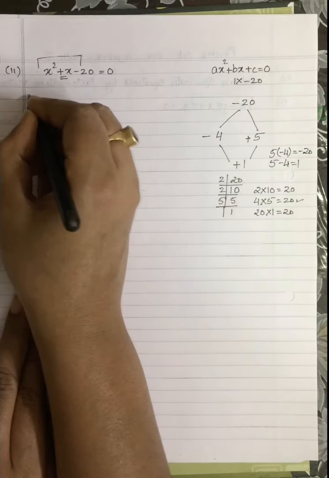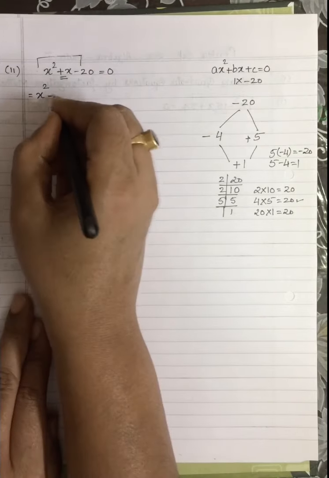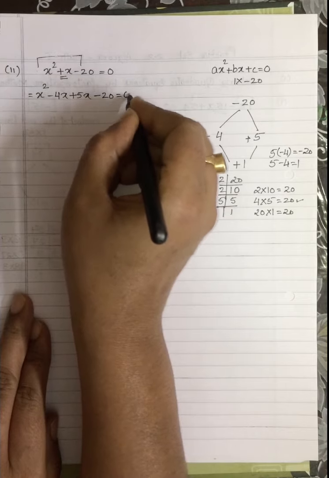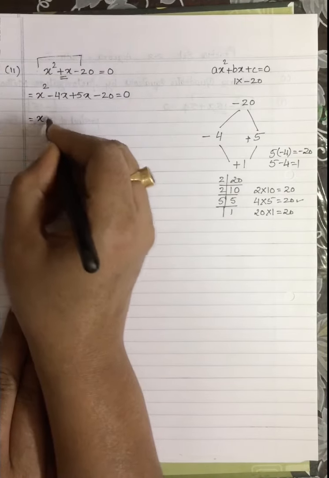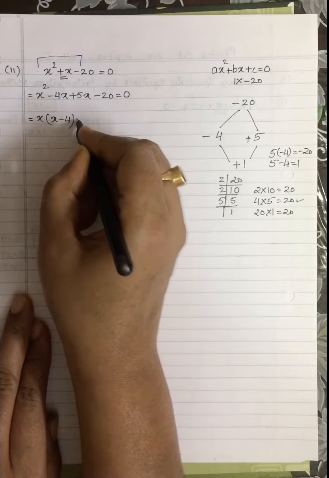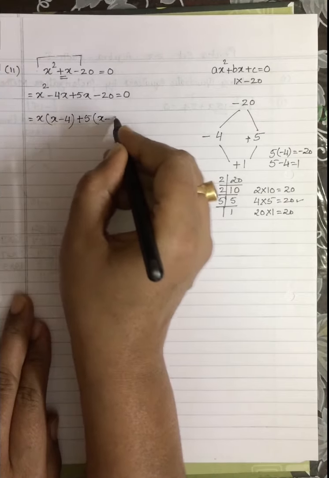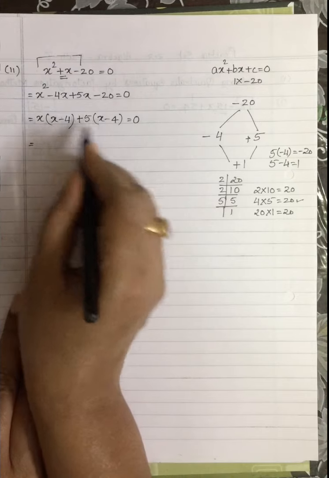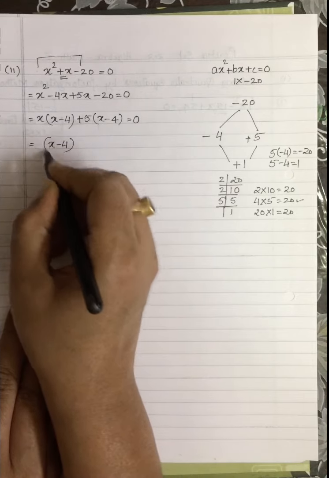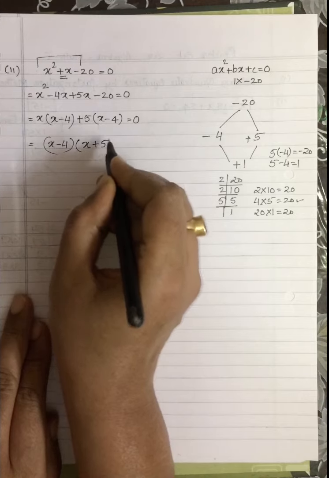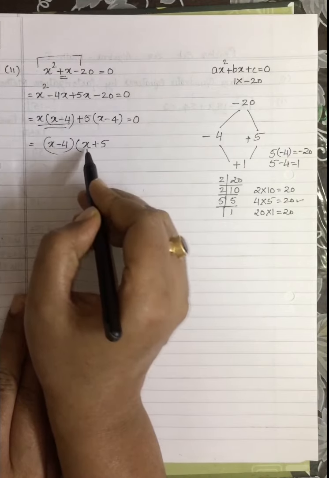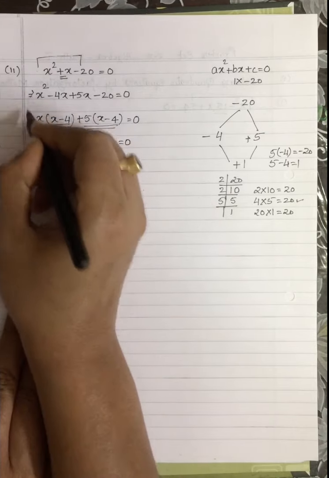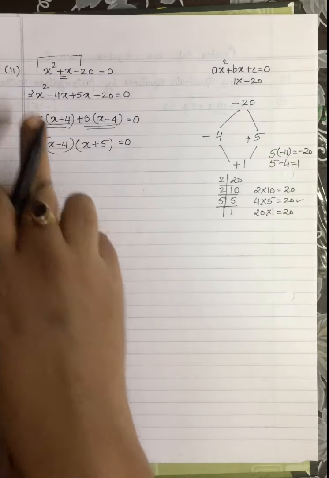Fine. So you are splitting the middle term as minus 4x plus 5x minus 20 is equal to 0. Take x common, you will get x minus 4, plus take 5 common, you will again get x minus 4 is equal to 0. Now from these two you can take x minus 4 common. You are left with, in the first case x, and in the second case plus 5 is equal to 0. This is an OR sign, children. This is an OR sign.